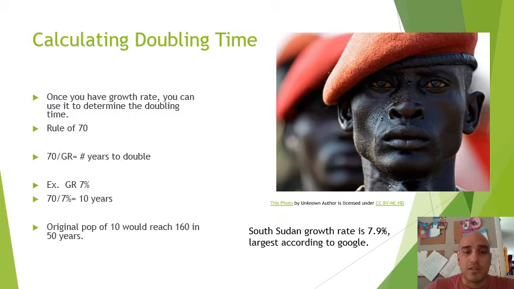If we had a population of 10, in how many years would it reach 160? So we take 10 doubles to 20, doubles to 40, doubles to 80, doubles to 160. So we have a total of 5 doubling times. Each doubling time is 10 years, so 5 times 10 is 50 years. And so this gives us 50 years when that population would reach 160.